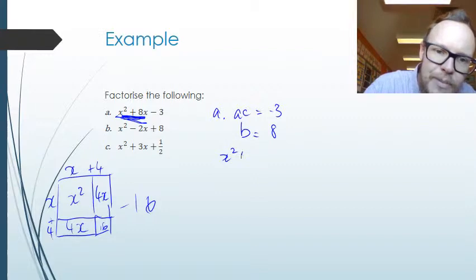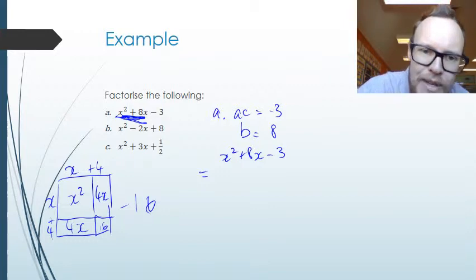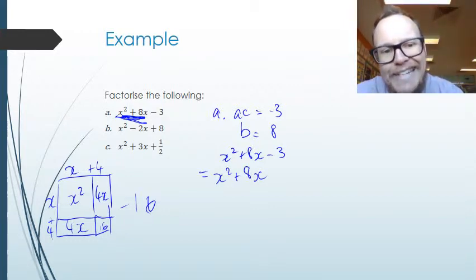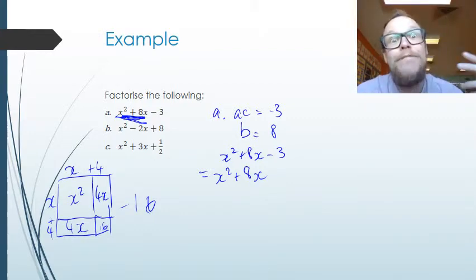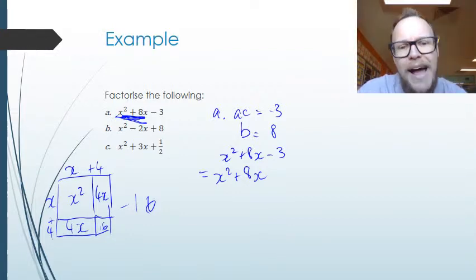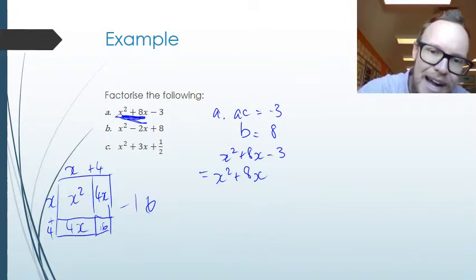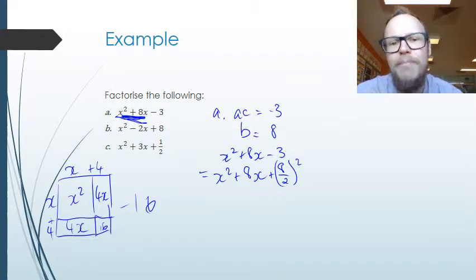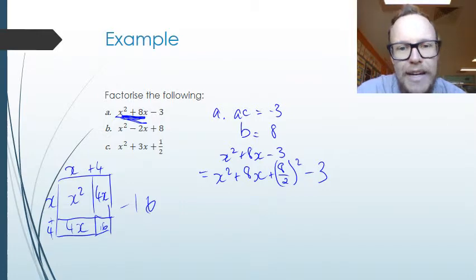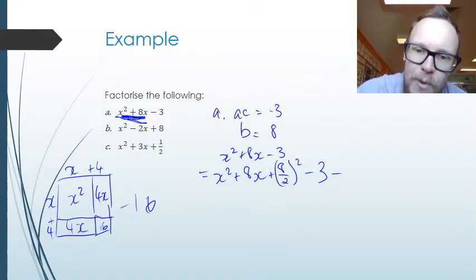So let's have a look. x squared plus 8x minus 3 is going to be equal to x squared plus 8x, and now I'm adding 16. I'm adding the 16 on there because I can factorise that then. So adding 16 on, what am I actually adding on? I'm adding on b divided by 2 squared. So b is 8, divided by 2 squared. That's what I'm doing each time, b over 2 squared. Now I've still got my minus 3 there, and I've added on that b over 2 squared, so I've got to take it away as well.